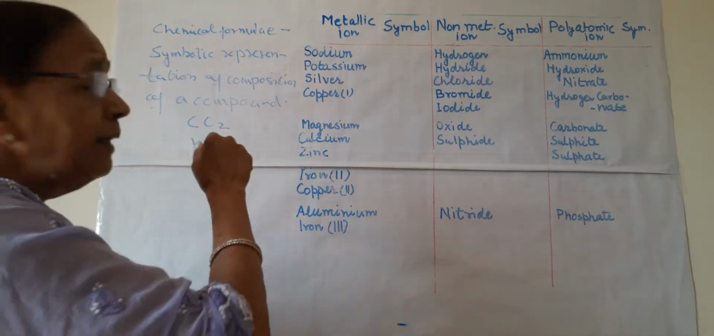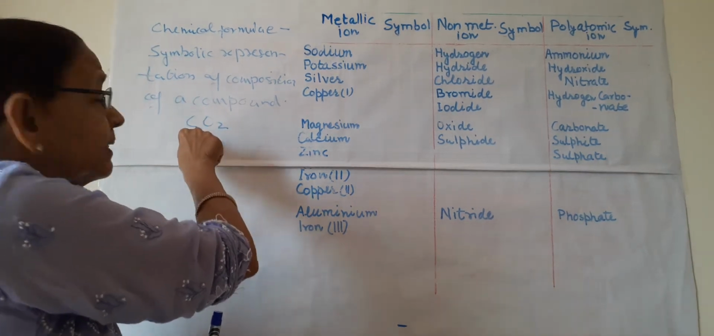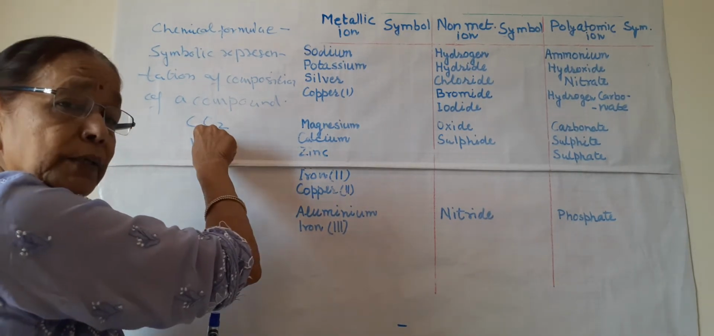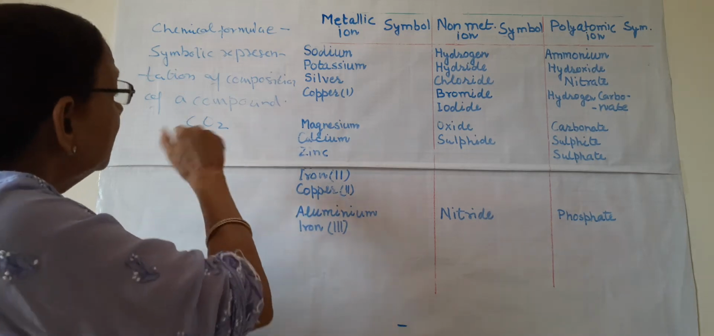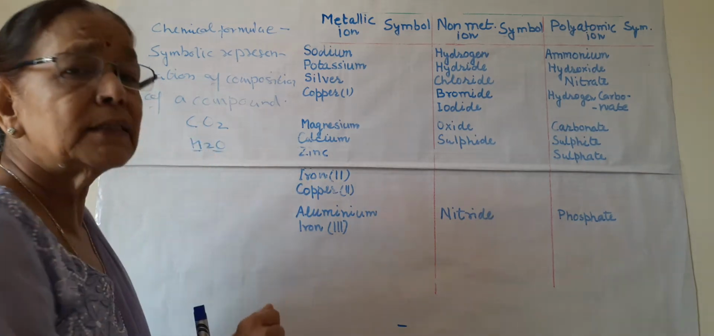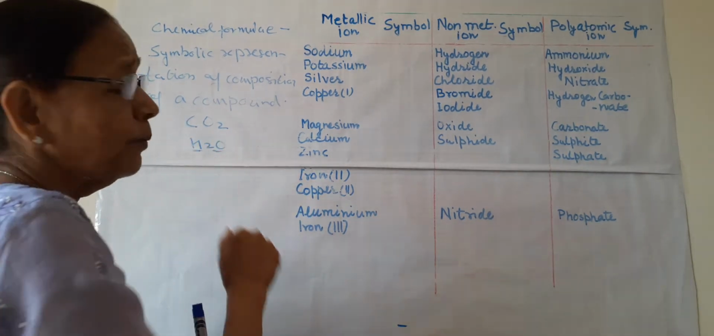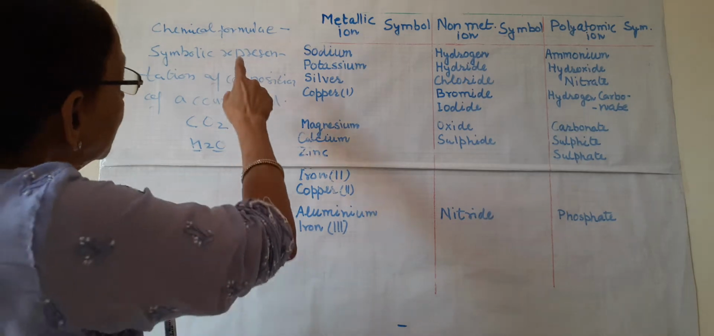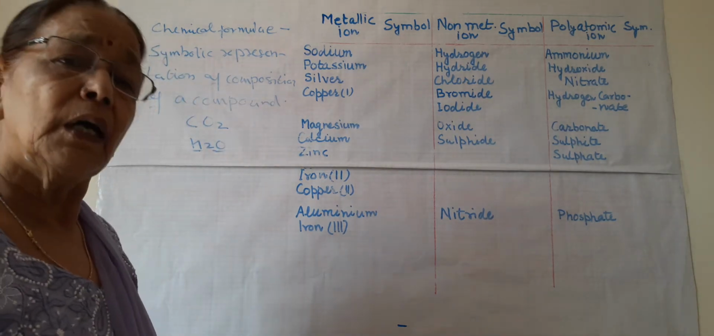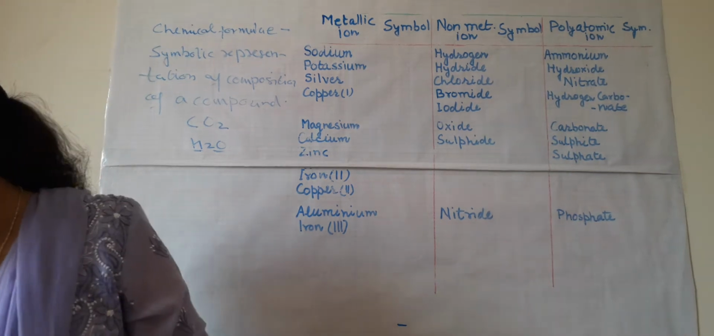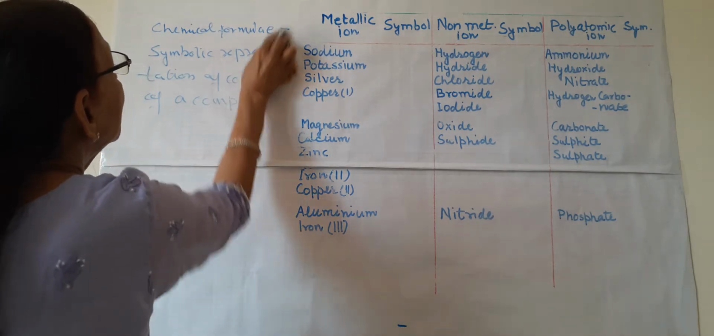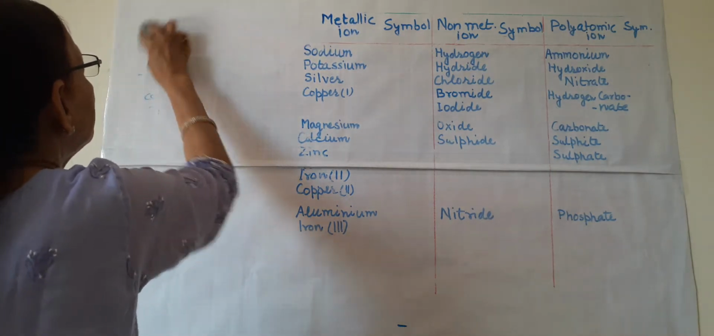Likewise, carbon dioxide, the symbol of carbon is C, symbol of oxygen is O, 1 carbon, 2 atoms of oxygen, they join together to form this compound CO2, and this is symbolized by the chemical formula CO2. So this is the definition, symbolic representation of composition of a compound. This is chemical formula. Now we want to write chemical formula of different compounds.